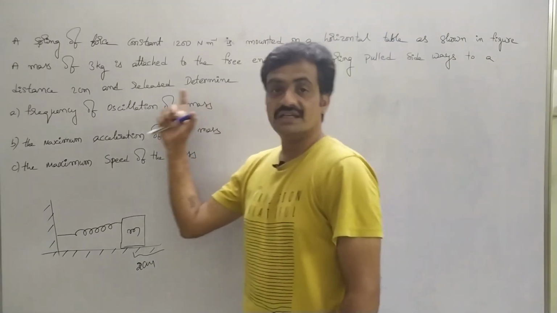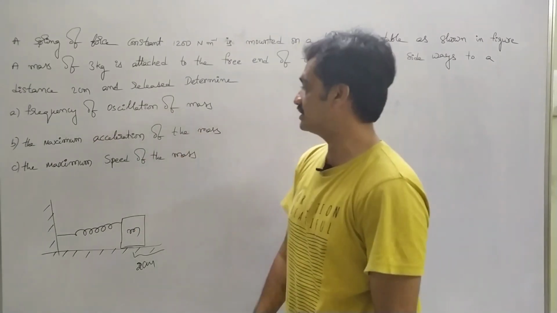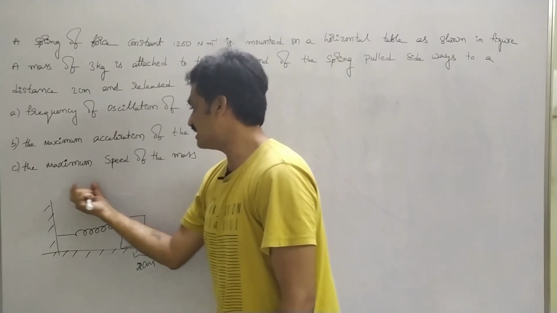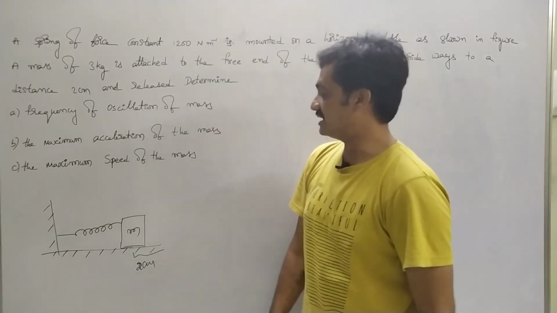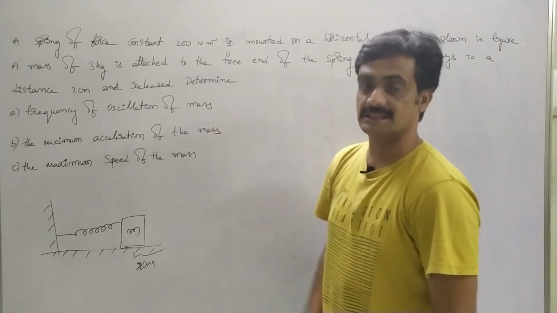Now here we have to determine the frequency of oscillation of the mass, as well as the maximum acceleration of the mass, as well as the maximum speed of the mass. Here we have to represent maximum acceleration, maximum speed as well as the frequency.